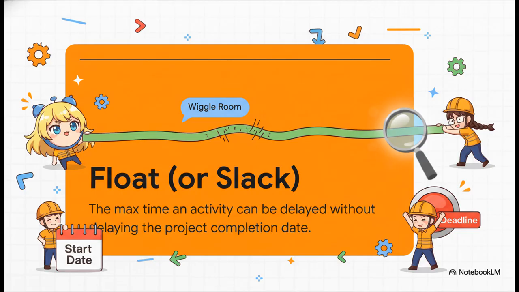All this means is wiggle room. It's the amount of time a task can be delayed without messing up the project's final deadline. Some tasks might have days or even weeks of float. Others might have none at all.